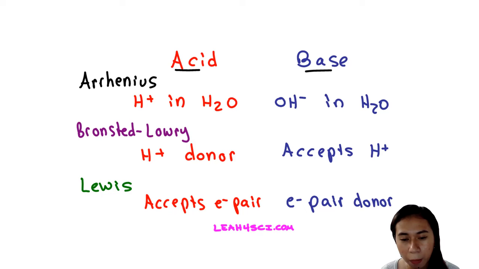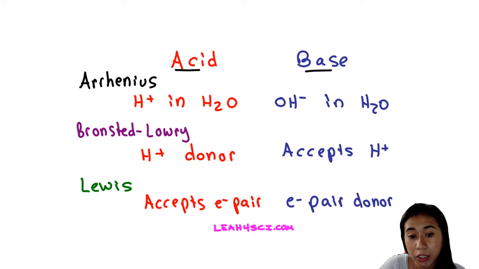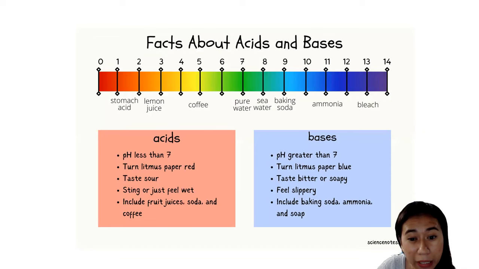Then we have Lewis. According to him, an acid is electron pair acceptor. Kung kanina, si Brønsted-Lowry, they were focusing on the proton, si Lewis naman ay sa electrons, no? An acid is a substance that accepts electron. Then, a base is electron pair donor. That's for Lewis. So memorize this ha, kina Arrhenius, Brønsted-Lowry, and Lewis. Usually sa science majorship lang naman to lumalabas, no? Kasi yung sa general education, sa general science, usually yung about acid and bases, yung pH niya, yung litmus paper, ano yung properties, no?